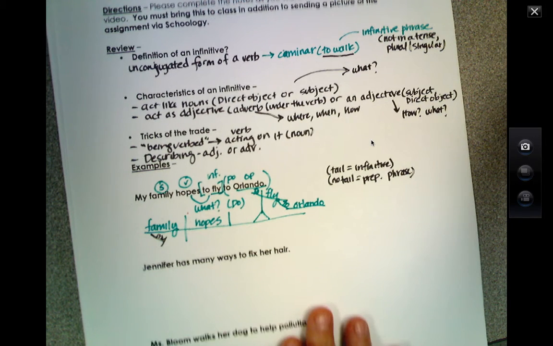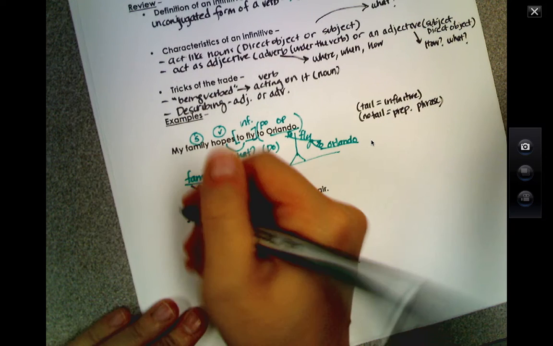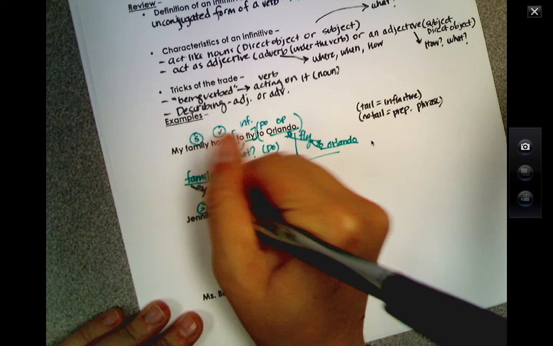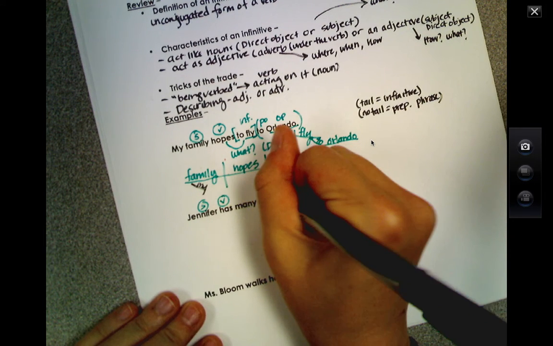All right. Jennifer has many ways to fix her hair. So let's go ahead and do this. Our subject is going to be Jennifer. Has is going to be our verb. Okay, so here's where it gets all crazy. What does she have? Ways. So it's going to be the direct object.